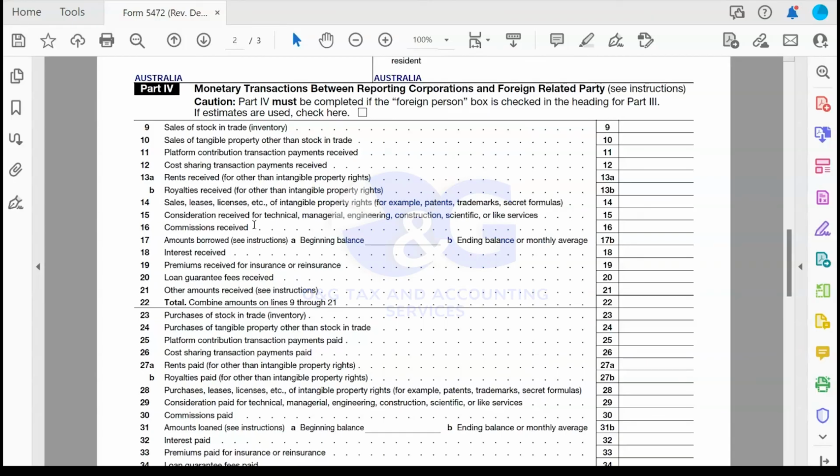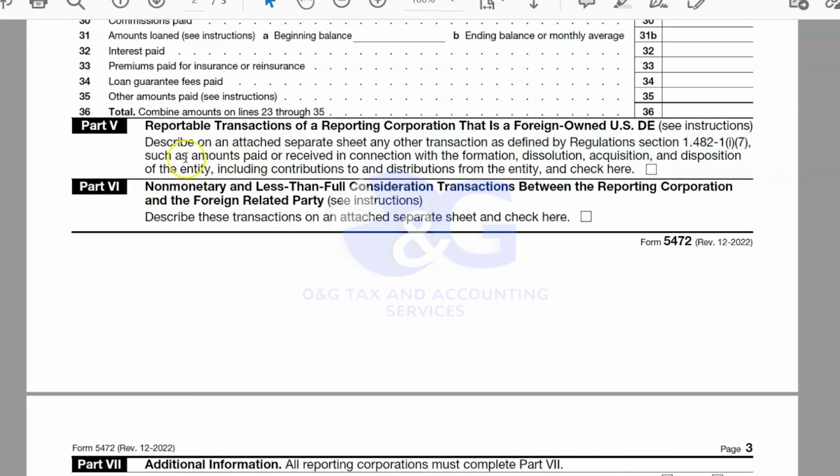And it is for some of this abuse and reasons that the U.S. really wants to know what money is going out and for what purpose. You're supposed to report amounts that you paid or received in connection with formation, dissolution, acquisition, disposition of the entity.